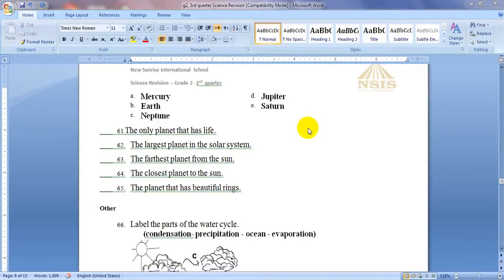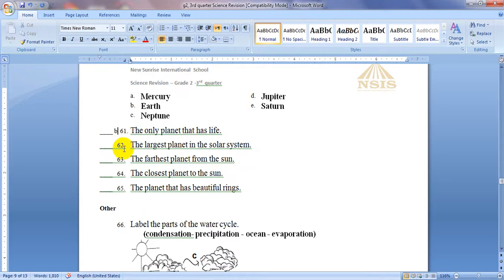We will start with question number 61. The only planet that has life. Of course, it is our planet, which is Earth. It is the only one that has life. So it is letter B.